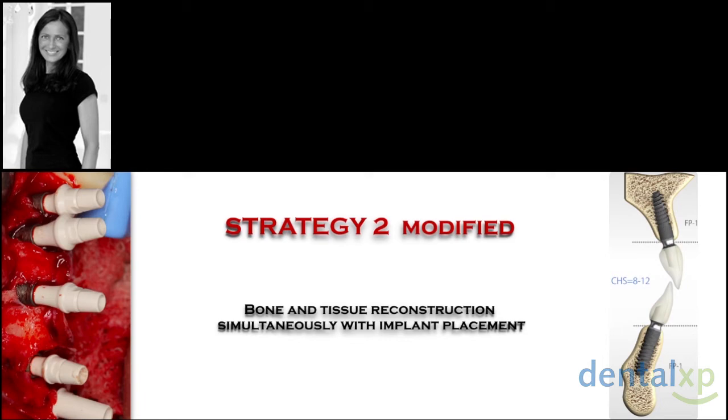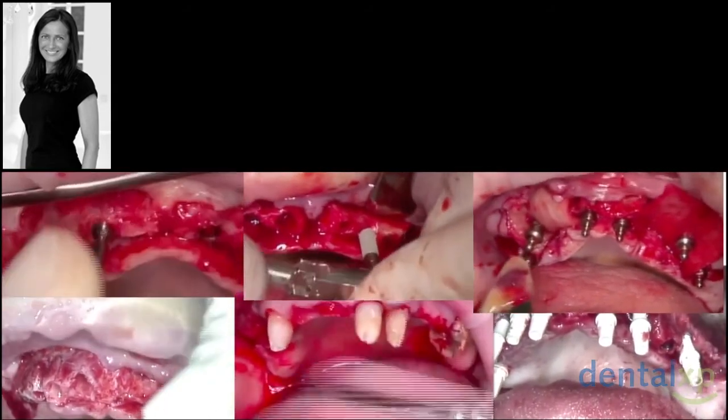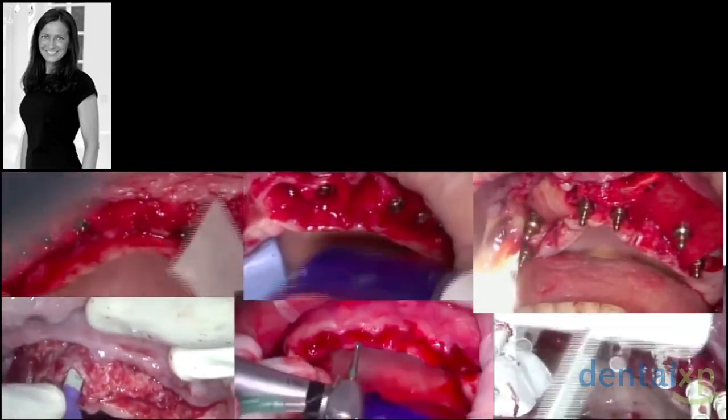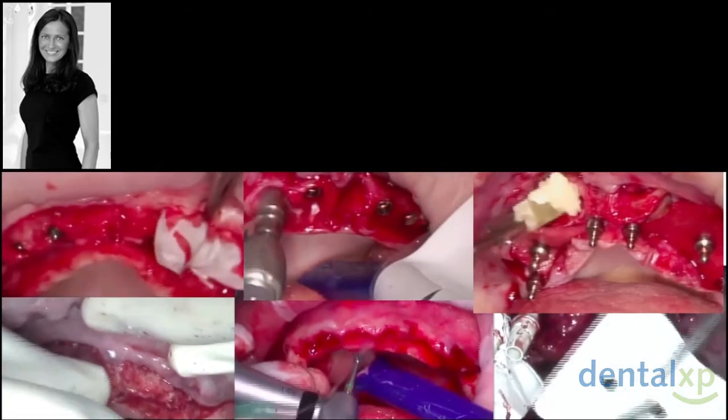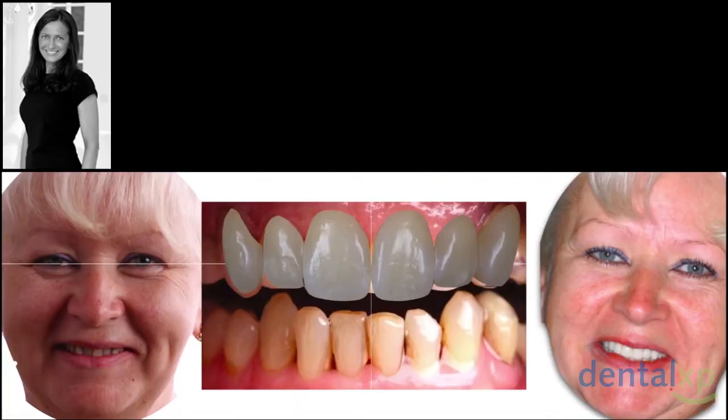Strategy 2 modified. What means that we have also a crown height space which doesn't need a pin component, but we have to open the flap in order to solve the horizontal and vertical defects. So in this case, we plan, again, on the base of the SMILE design and provisional in advance, and that will be finished for the moment of surgery, and the patient goes home with fixed teeth.